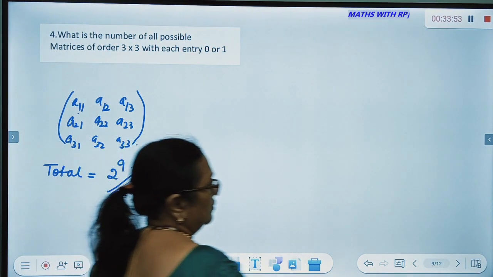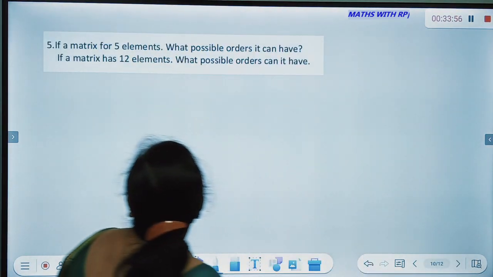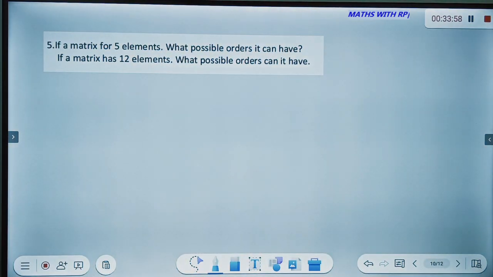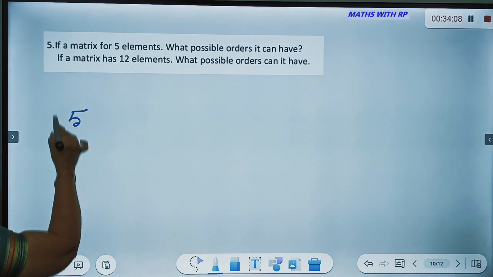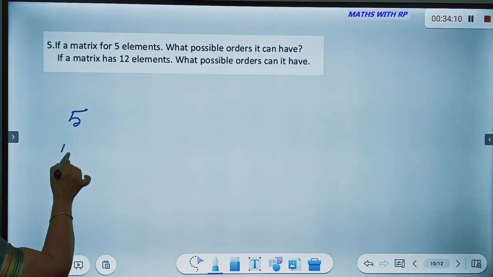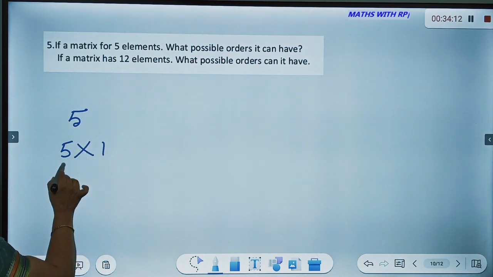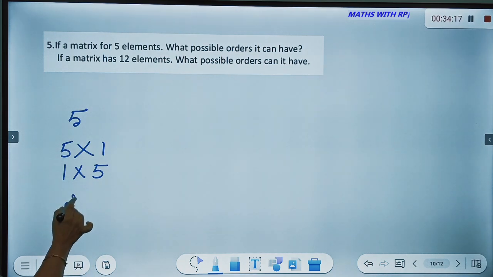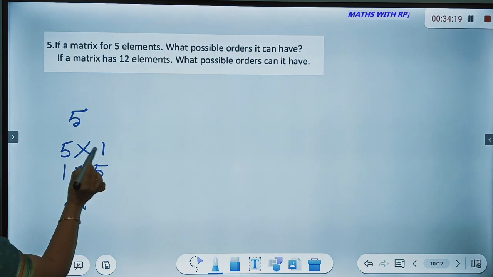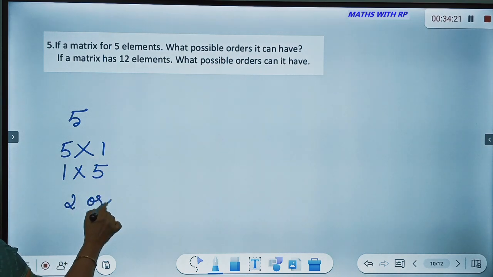Now, if a matrix has 5 elements, we are just coming to the end of the session, a quick revision. If it has got 5 elements, what possible orders can it have? So when you say 5 elements, you know 5 has no factors. So 5 can be either 5 into 1 or 1 into 5. So how many orders are possible? Only 2 orders are possible.